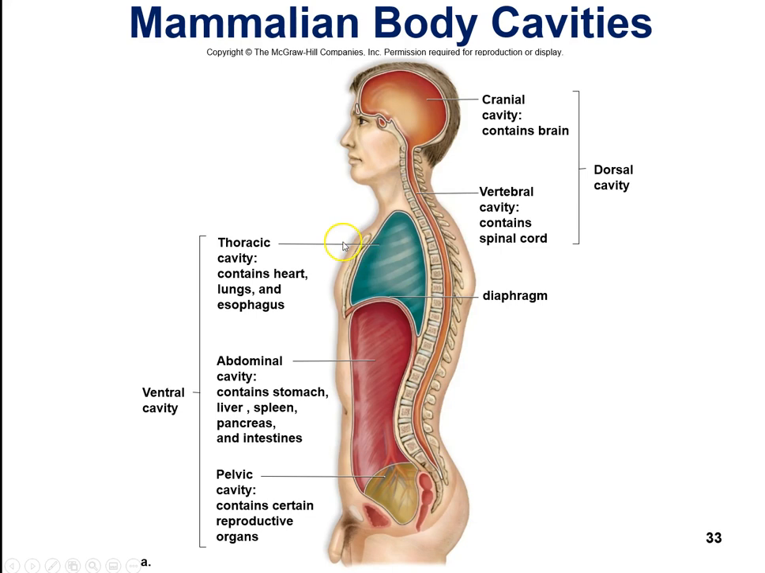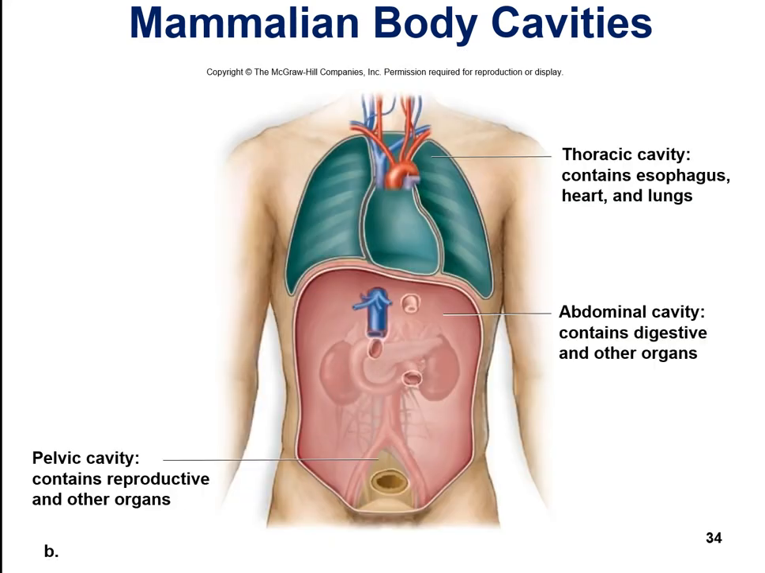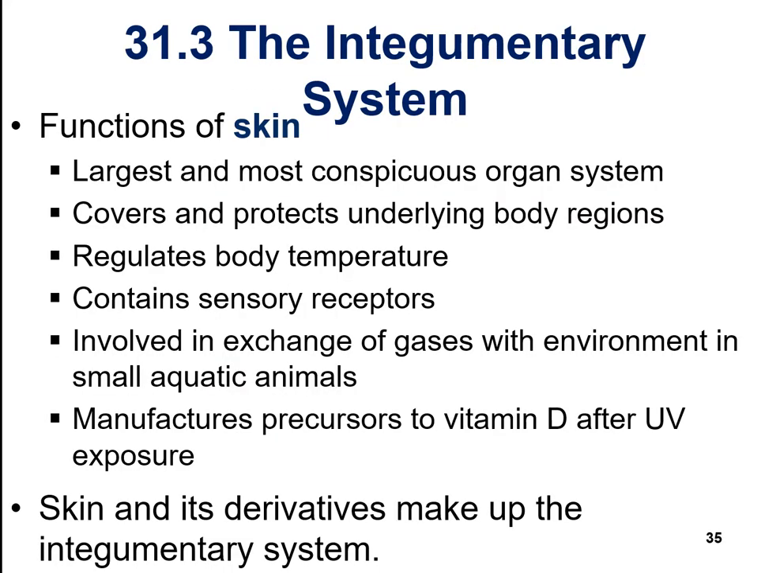So we should know what organs sit in each one of these cavities, where they're located. We should know the difference between the dorsal and the ventral cavity, and then again, what cavities are part of each one. So dorsal cavity is made up of cranial and vertebral, the brain and the spinal cord. That one's pretty easy, right? Ventral cavity: thoracic, abdominal, and pelvic, and know what organs are part of each one of those. So this is just showing you a frontal view here.